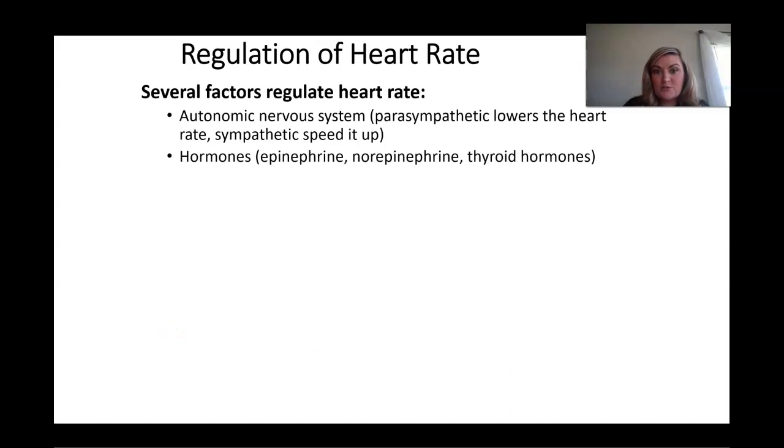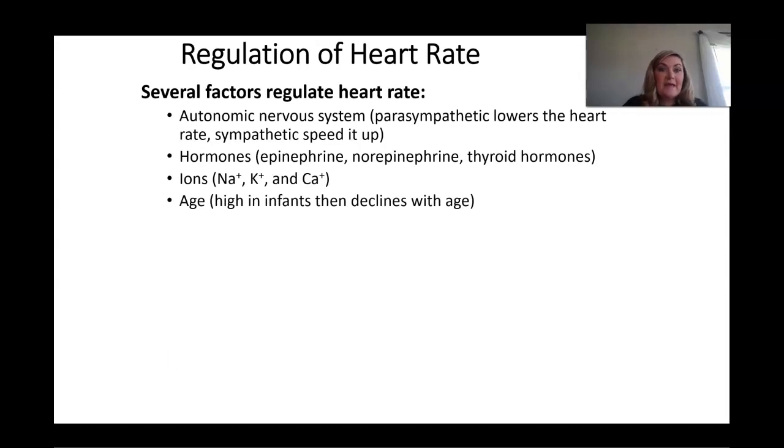Hormones can also do this. You can have things such as epinephrine, norepinephrine, or even thyroid hormones, which can go in and speed up or lower the heart rate. Different ions and their concentrations can also help regulate the heart rate. Sodium, potassium, and calcium are going to be the major ions that help with these muscle contractions. Age is going to be a big factor in it.